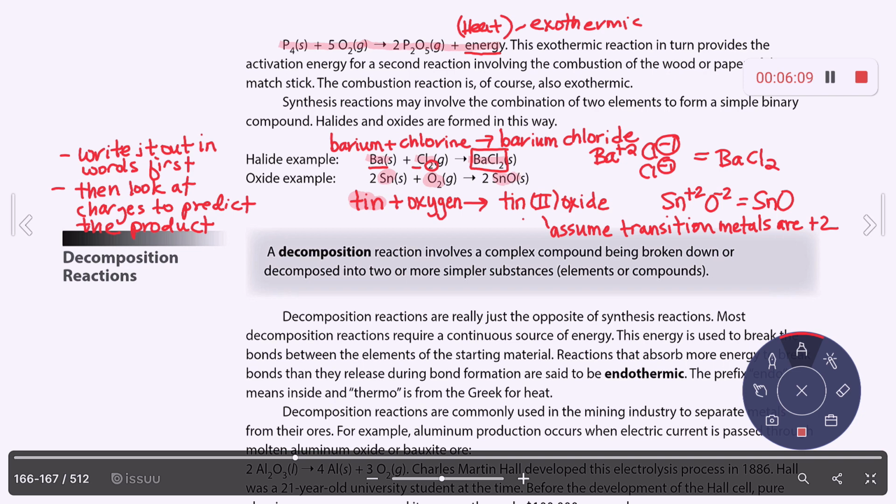The states of matter are only included if you know what they are, and you really don't know what they are on that worksheet. Does that make sense? So you don't need to include them on that worksheet.